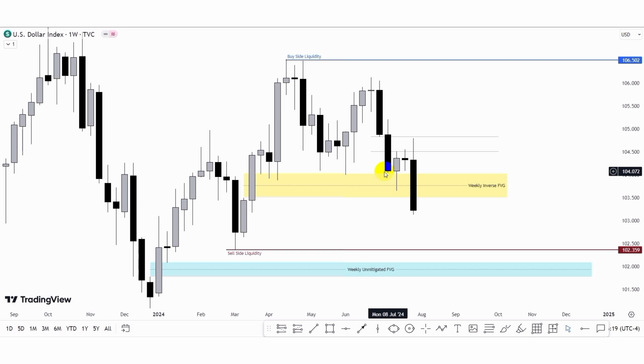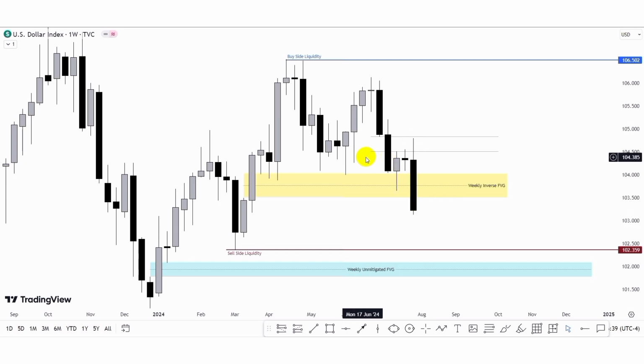So last week in the dollar index, you were anticipated to see the price fill up this price imbalance here, this fair value gap, and then we see the bearish movement of price to the downside. And you can see that actually played out beautifully. We can see the delivery of price to the downside for last week.